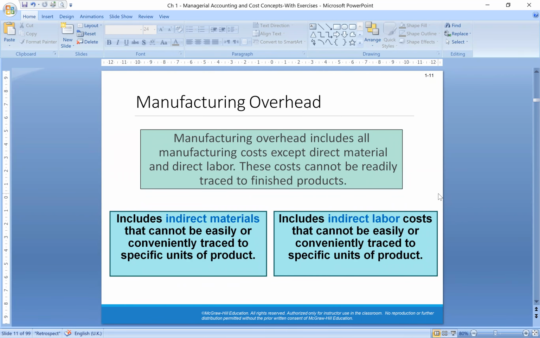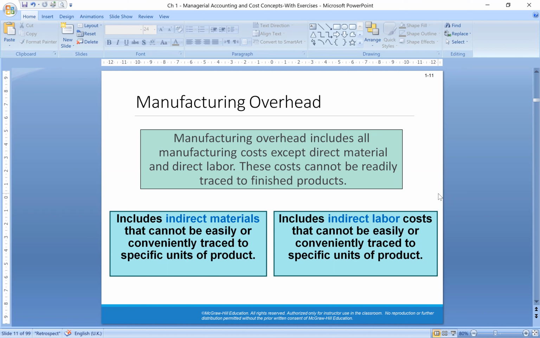The word manufacturing overhead. Manufacturing overhead includes all other manufacturing costs except direct materials and direct labor. These costs cannot be readily traced to finished products. Includes indirect materials that cannot be easily or conveniently traced to a specific unit of product.